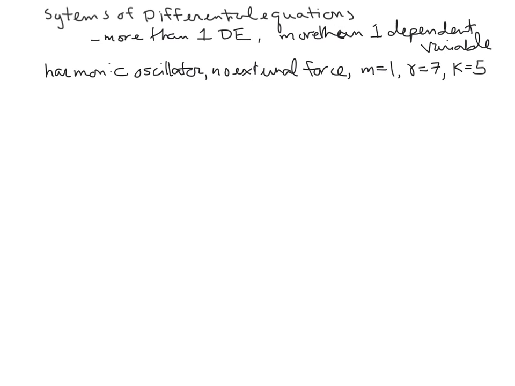All right, so if I write out the equation for this harmonic oscillator, I'm going to have the mass times the acceleration, so y double prime, plus the damping coefficient times the velocity, or the first derivative, plus the spring constant times y, all of that equal to 0. And so that's the equation that we've had before for a model of a harmonic oscillator. So what I'm going to do is now convert this to a system.